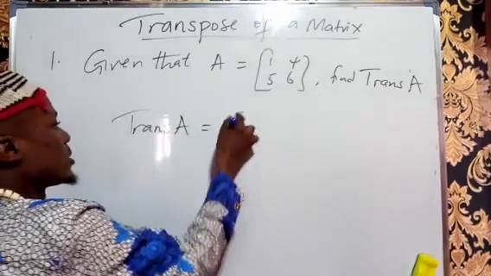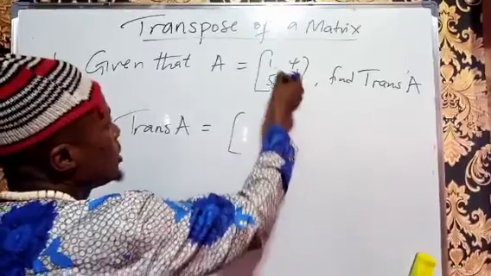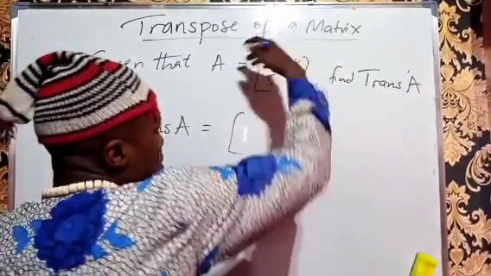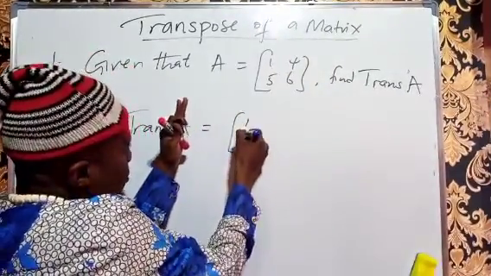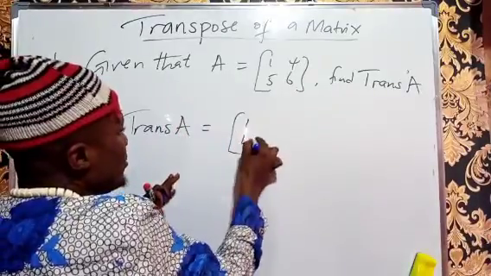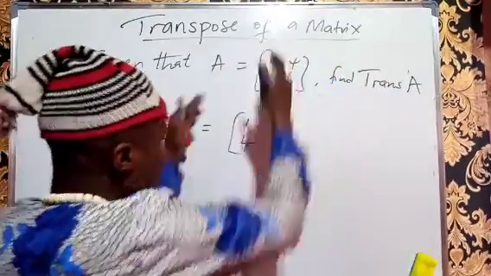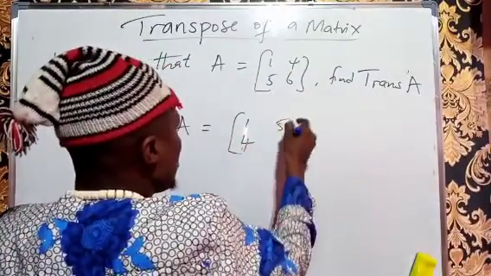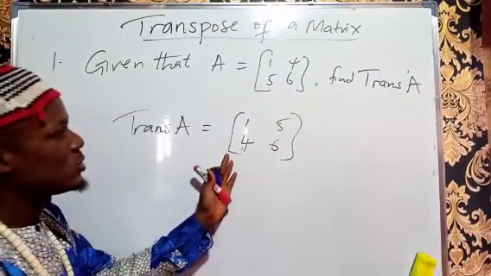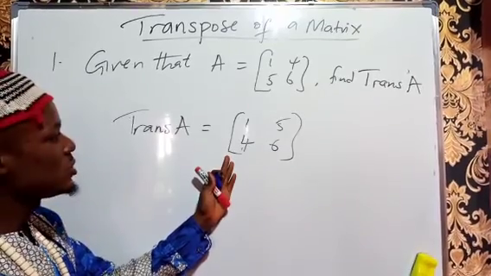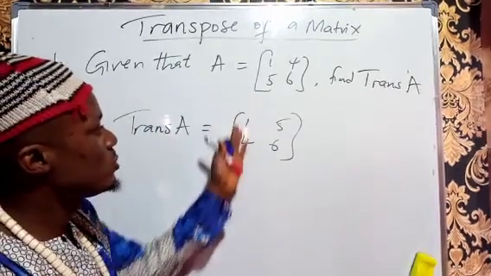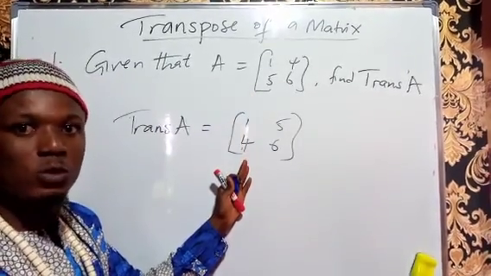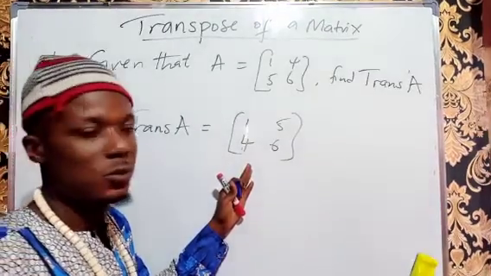Trans A will give us, make the row to become the column. This is the row, 1, 4 is the first row. So I will bend it to have 1, 4. Okay? I have made this row 1, 4 to become the column. 5, 6, which is just the row, I will still make it to become the column. So look at what I'm having. This is just the transpose of this matrix, because I've made the row to become the column and the column to become the row. That's the transpose for you.